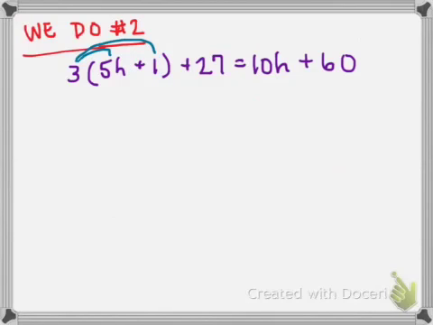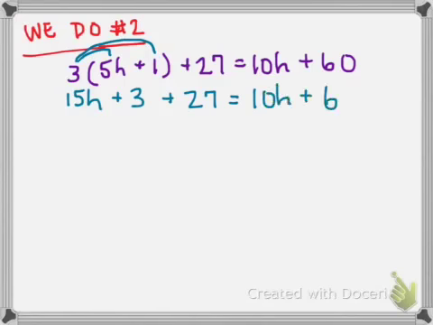So 3 times 5h I know is 15h. 3 times positive 1 I know is 3, so plus 3. Bring down my plus 27. Bring down my equal sign. Bring down 10h plus 60. So I keep everything else because I don't have to distribute anywhere else.